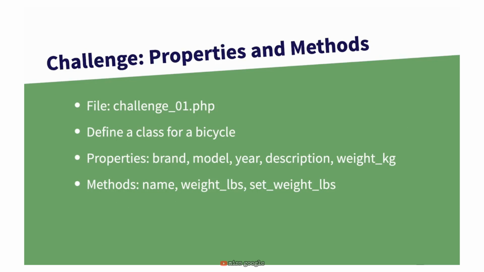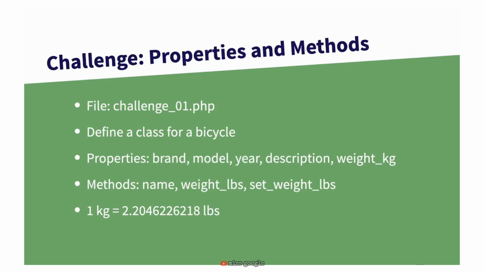Then for weight_lbs, what I'd like you to do is convert from kilograms into pounds. And the conversion that you can use for that is that 1 kilogram equals 2.2046226218 pounds. So that means that if you have a certain number of kilograms and you want to find out the number of pounds, you're going to multiply in order to find that value.